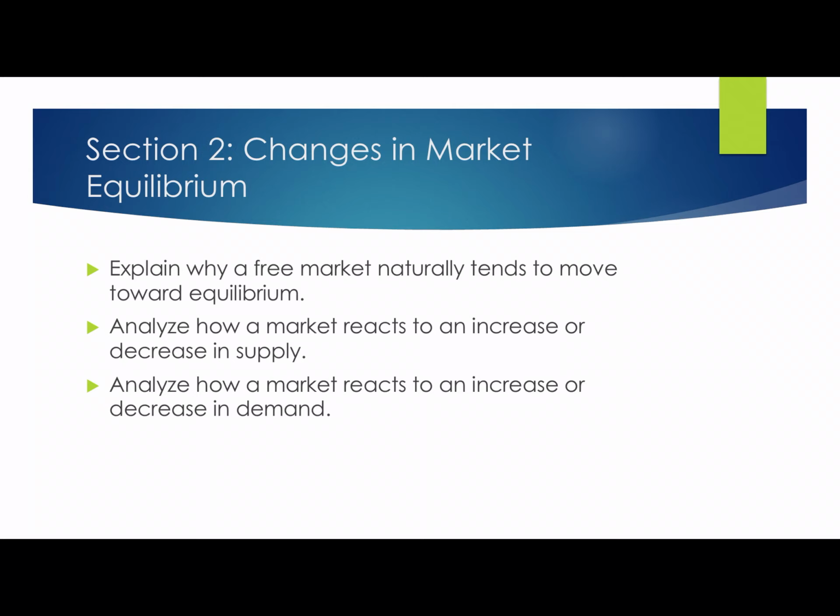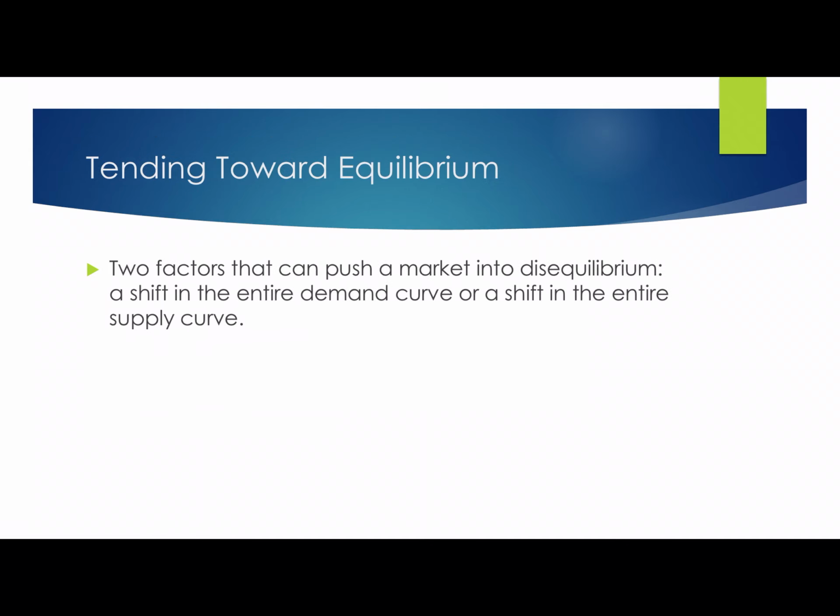Three major objectives: explain why a free market naturally tends to move toward equilibrium, analyze how a market reacts to an increase or decrease in supply, and lastly, analyze how a market reacts to an increase or decrease in demand.